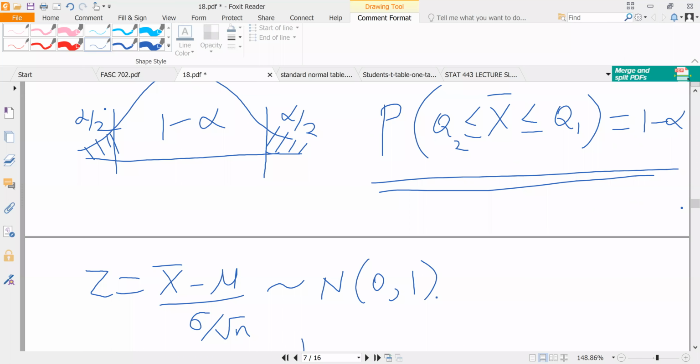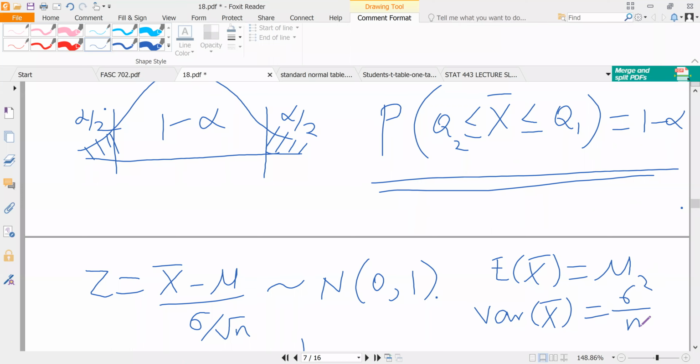You must subtract the population mean and divide by... rather, this mu is the population mean, but we saw that the expectation of X bar is equal to mu. And then we also saw that the variance of X bar was equal to sigma squared over n. That was the variance of X bar.